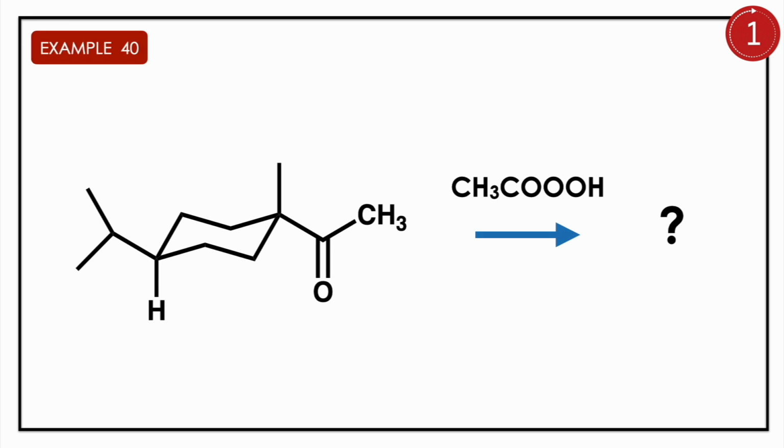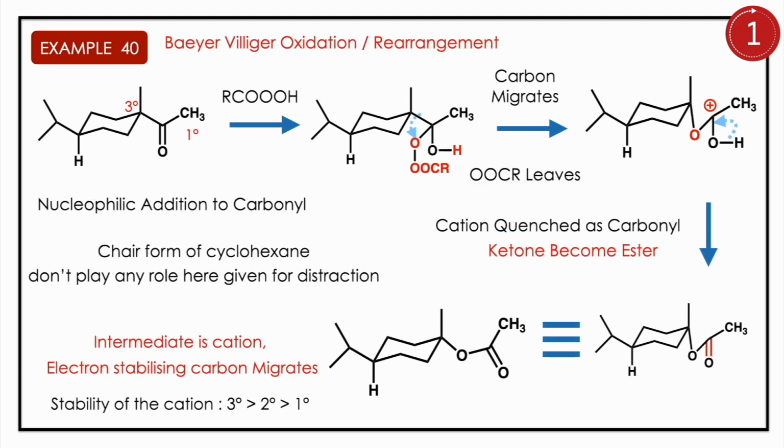Then the next example. Here cyclohexane is given, which is in the chair form. You have isopropyl, methyl and acyl groups as the substituents. You are using the peracid. You should find what will be the final product. Here cyclohexane in chair form is given, but our focus is completely on the carbonyl. We have a carbonyl and peracid, which means Baeyer-Villiger oxidation. Here the cyclohexane chair form doesn't play any role. It's just a substituent, given for distraction.